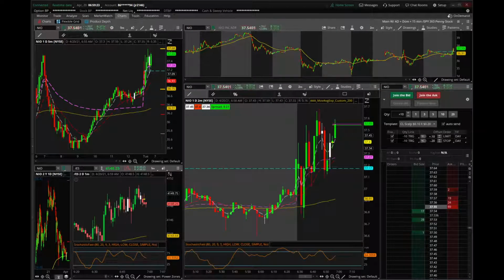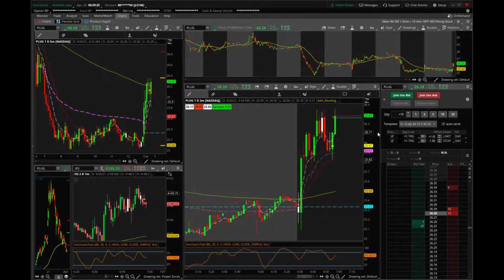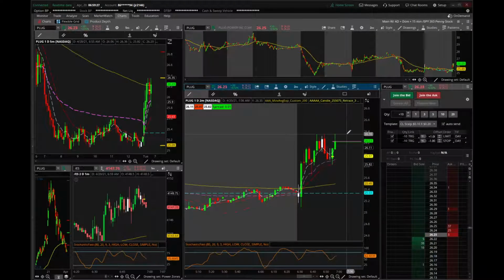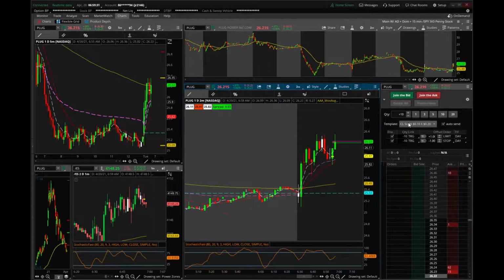Neo's about to potentially make highs. Plug. Look at plug, maybe above this 36 level.